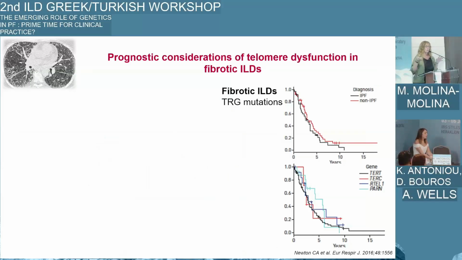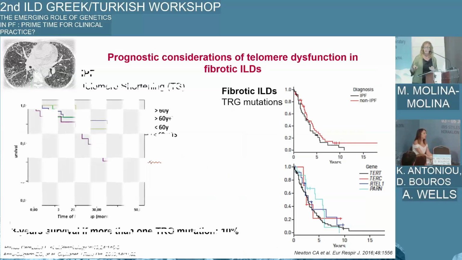In terms of prognosis for clinical practice, we have several studies analyzing the worse prognosis of telomere-related gene abnormalities and telomere dysfunction in these patients. This is one of the first, from Newton and Christine Garcia, showing that in fibrotic ILDs, carrying a telomere-related pathogenic gene variant impacts survival independently of the type of fibrotic ILD, in IPF and non-IPF patients.